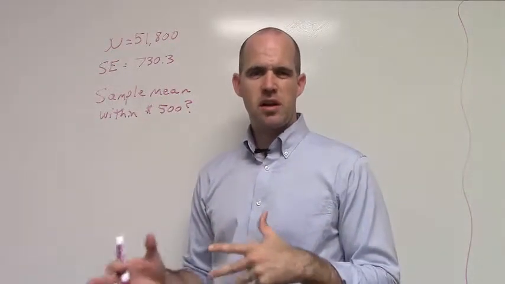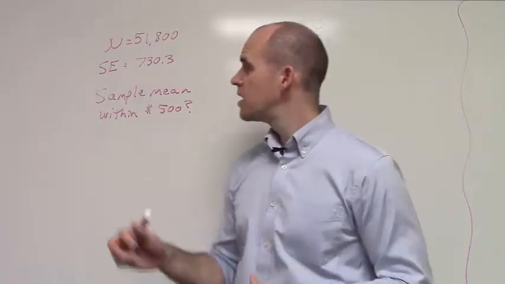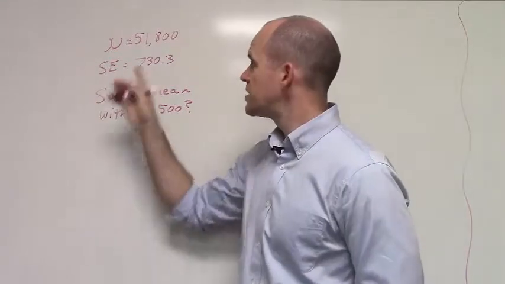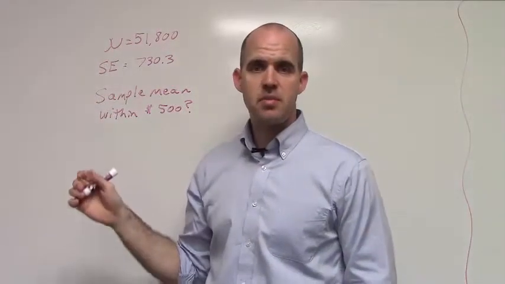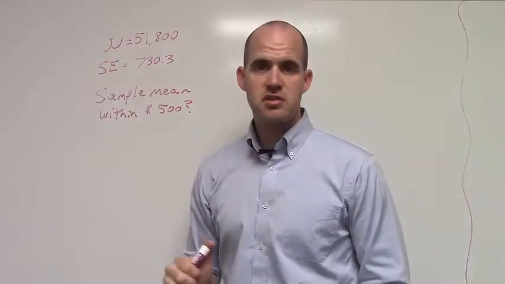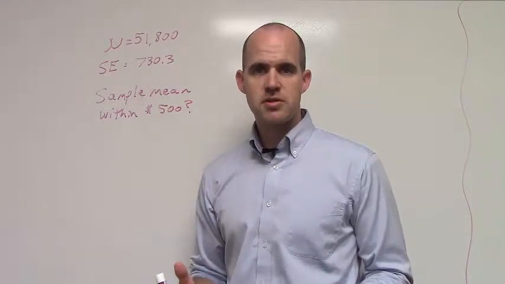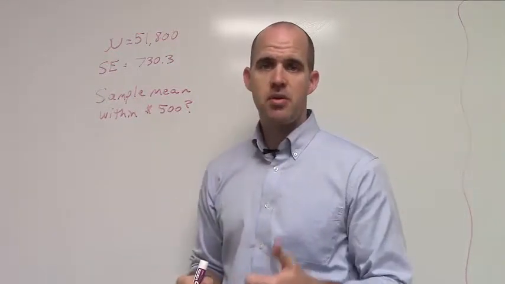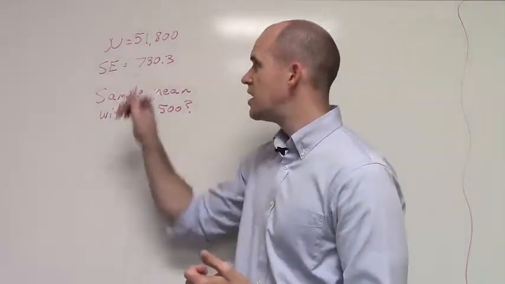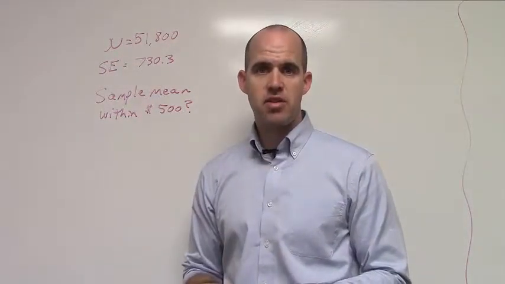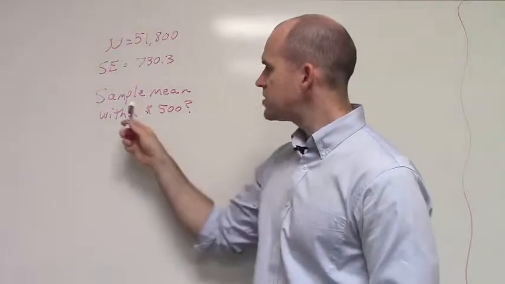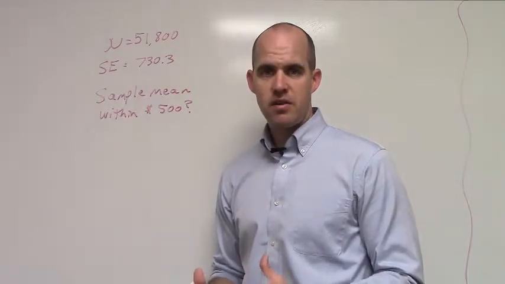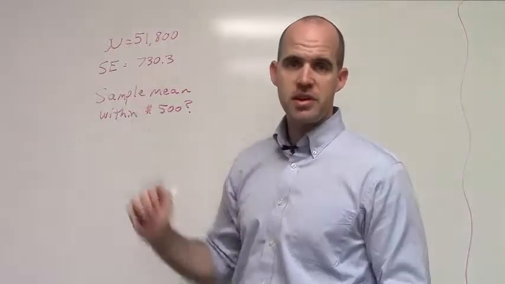So let me give you a kind of a simplistic example of this. Let's imagine that I have a company with 500 managers, and let's say I happen to know that the population mean income for these managers is $51,800. Well, let's say I take some kind of a sample from these managers, and based upon the sample and based upon the population standard deviation, I know that the standard error is 730.3. What is the probability that my sample mean will be within $500 of the population mean?